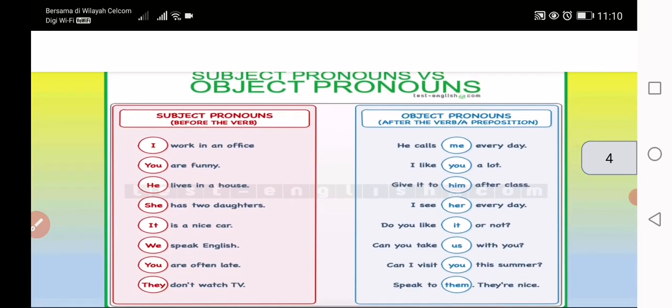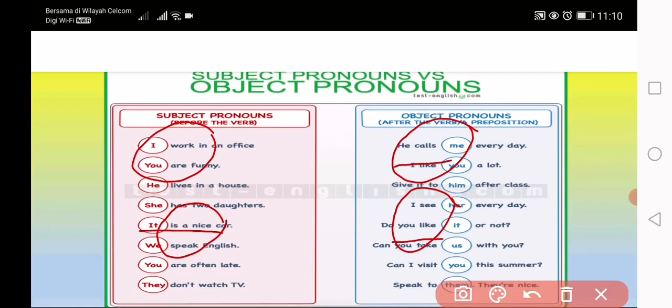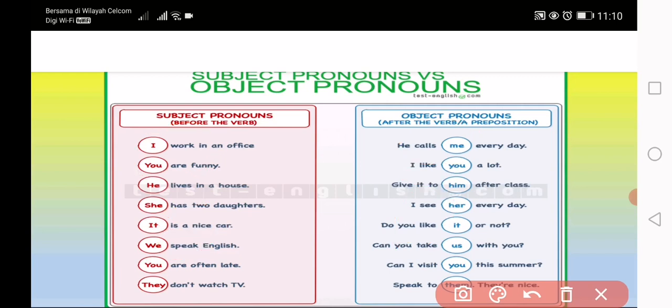Okay, the focus is object pronouns. So you can see here we discussed this last week actually. Right, this one we discussed, object pronouns. So object pronouns, there are 1 2 3 4 5 6 8. There are 8 object pronouns that you need to know.